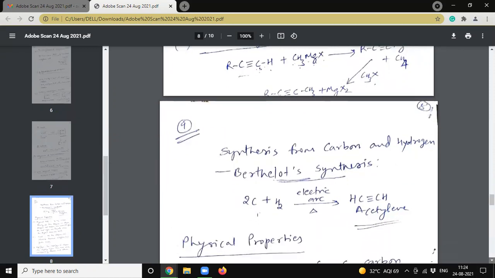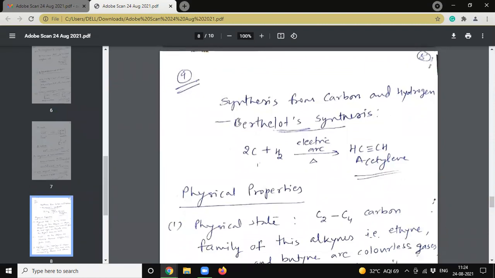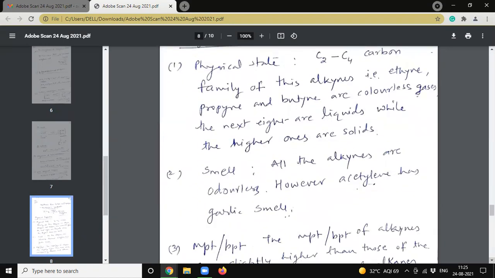Synthesis from elemental carbon and hydrogen. It is called Berthelot's synthesis. We can synthesize acetylene from 2 moles of carbon and hydrogen in presence of an electric arc. It will give acetylene or ethyne.